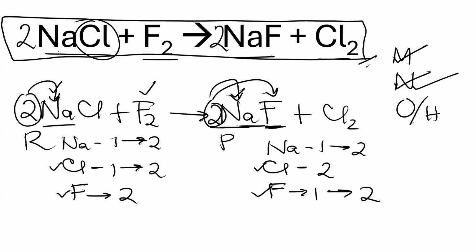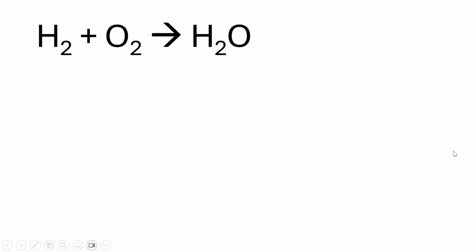Okay? Does that make sense? So you have 2 sodiums on the reactant side, 2 sodiums on the product side, 2 chlorines on the reactant side, and 2 chlorines on the product side, 2 fluorines on the reactant side, and 2 fluorines on the product side. So that's our balanced chemical equation.